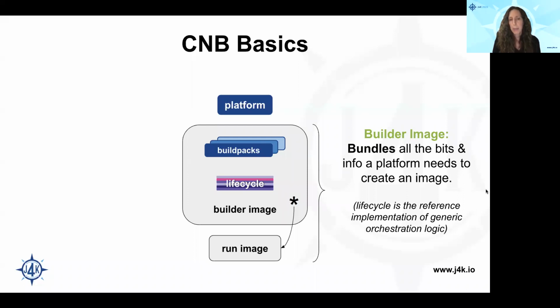And that builder image also contains a reference to a run image, because you don't want to deploy the builder image to your production system. Your builder image, for example, would have a JDK, whereas your run image only has a JRE, right? So you only want to release into production what you need for runtime. But the builder image does contain the reference to the run image. So all you need is that builder image.